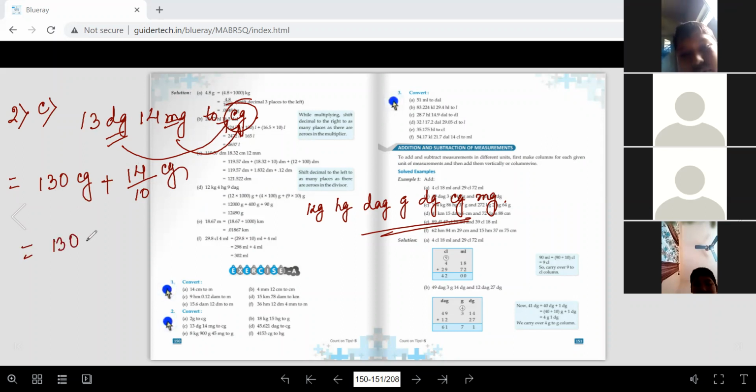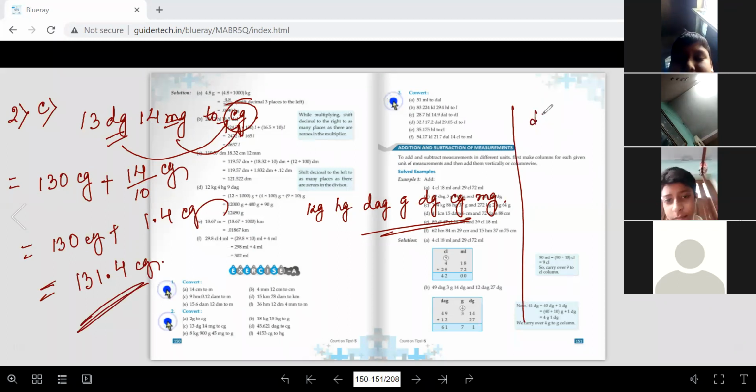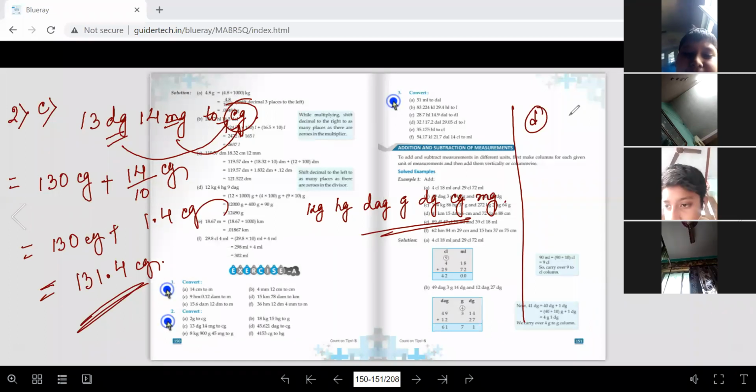Now, 130 centigram plus 1.4 centigram. Add them. 131.4 centigram. Now I am doing here. Suhana, now understood, beta? Yes, ma'am.